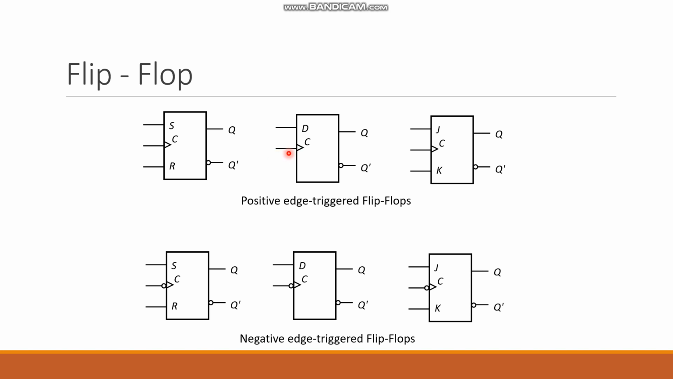So this is positive edge, but this one is negative edge. That means when the clock pulse is 1, the output changes according to the input. Then we are going to learn the relation between the output and the input as well. But in this case, the output changes based on the input whenever the clock pulse is 0. If the clock pulse is not applied and we change the input at any time, the output doesn't change because the clock pulse hasn't been applied. But if the clock pulse is applied, the output changes according to the input. So this D is the input, and this is the clock pulse, and this S and R are inputs, but this C is the clock pulse.